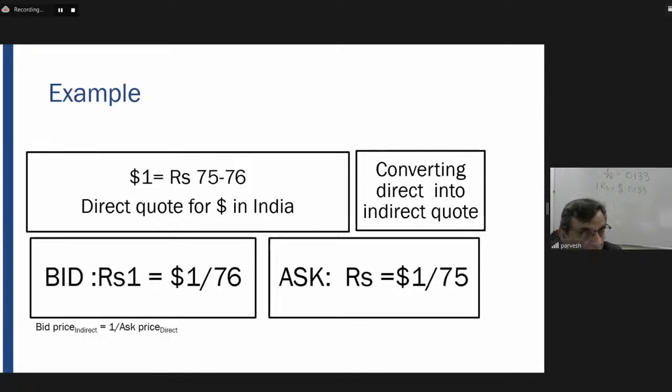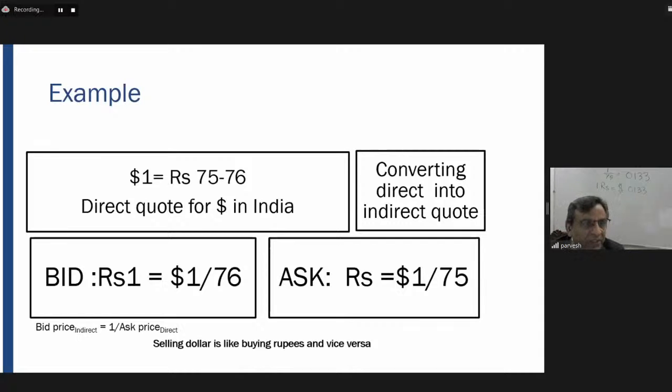Now, we know that the formula written on your screen is that bid price indirect is equal to 1 upon ask price direct. So here, what I've done is I brought this 76 here as the bid, and we divided 1 by it, so I get the bid here. The formula has just been replicated here, and now why is it so? Because selling a dollar is like buying rupees.